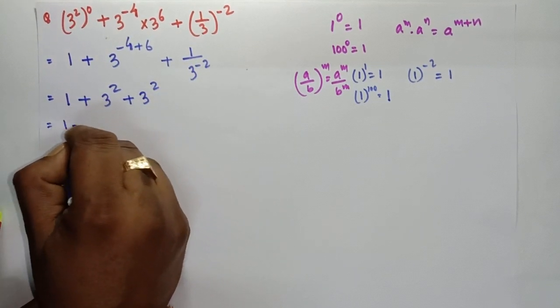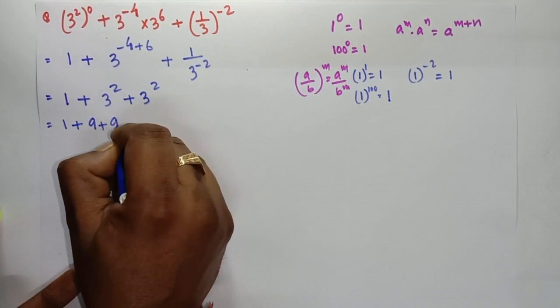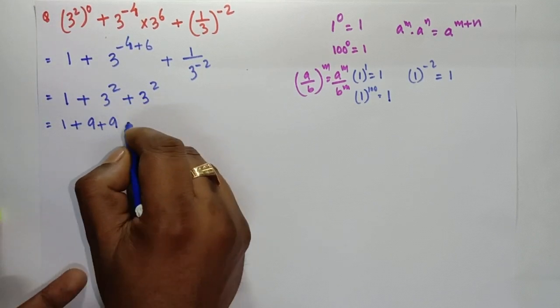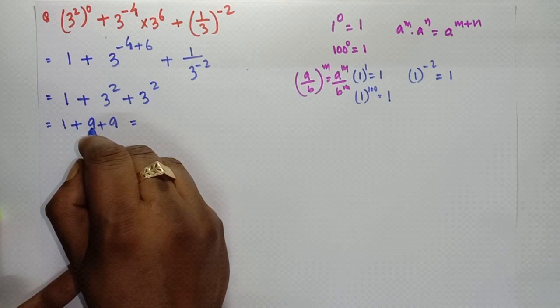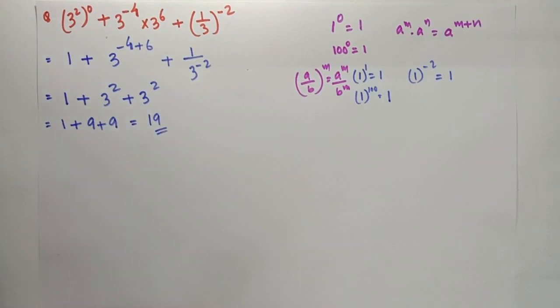So what can I do? This plus 3 square. 3 threes are 9, plus 3 square again 9. So what will I get? 1 plus 9 is 10, 10 plus 9 is 19. So this is my answer. Now let's solve another question.